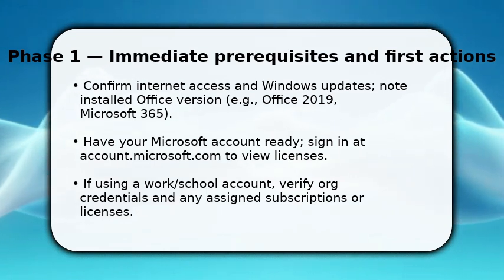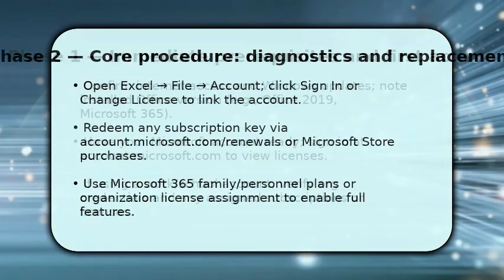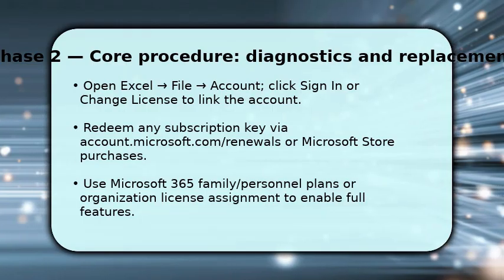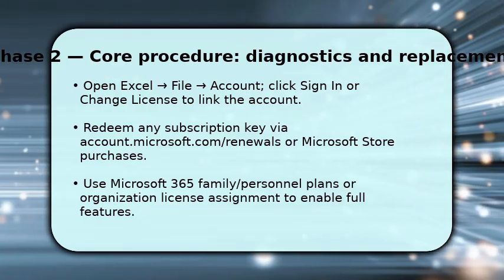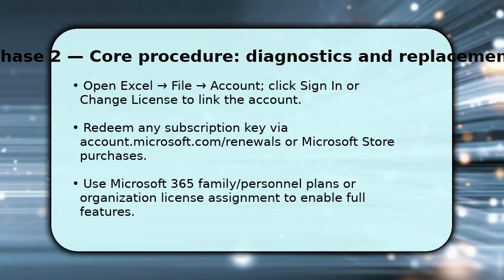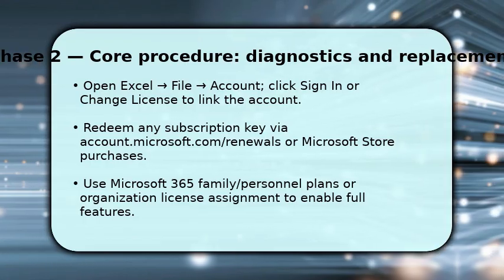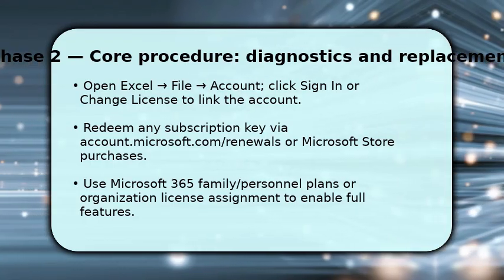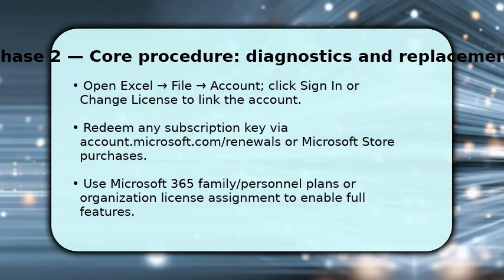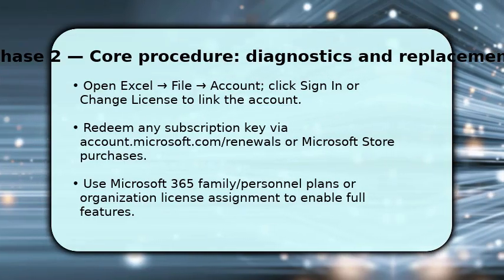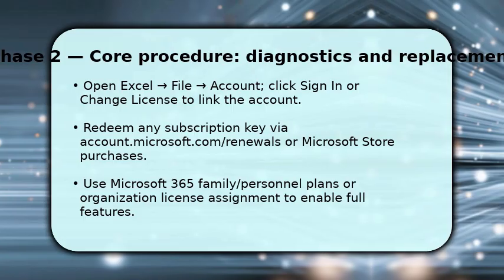Once in Excel's account area, choose Sign In or Change License and select the account that shows your subscription. This links the app to your digital entitlement. If you purchased a subscription, redeem it through your Microsoft account or the Microsoft Store so the license appears. For organization licenses, ask your IT to assign Microsoft 365 to your account.